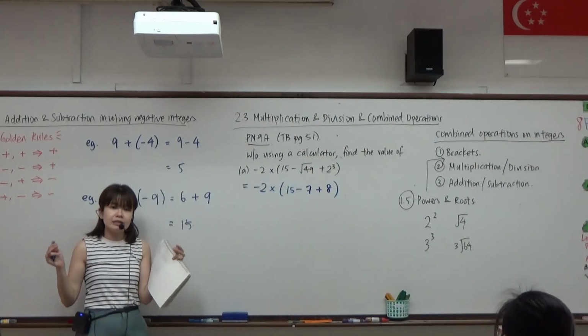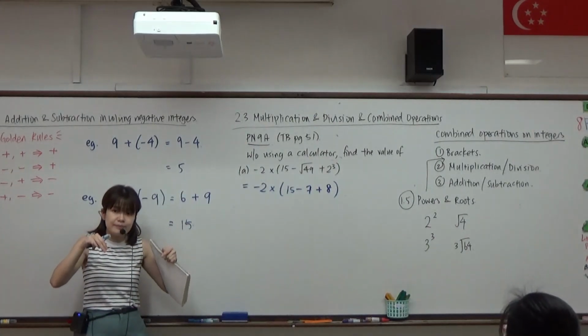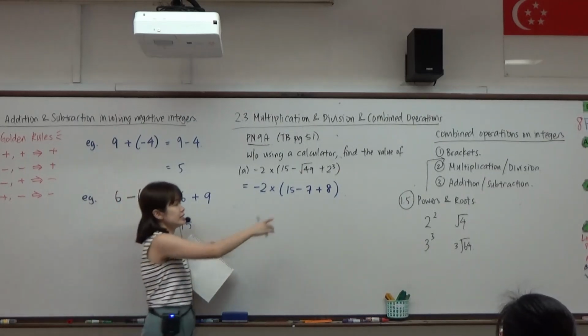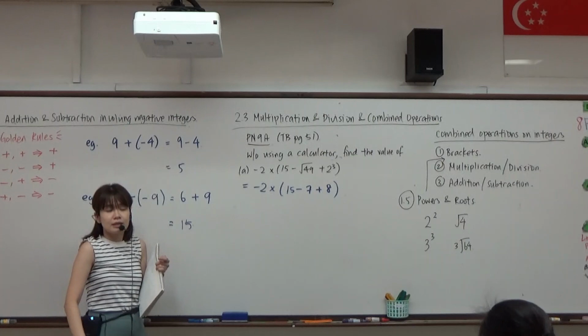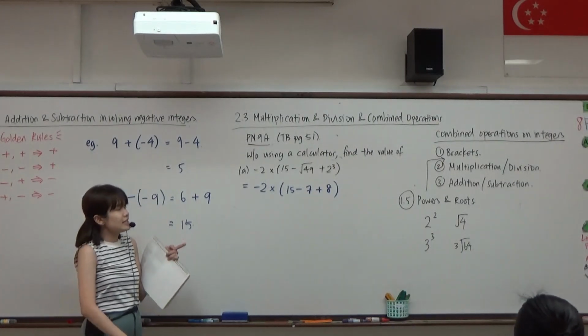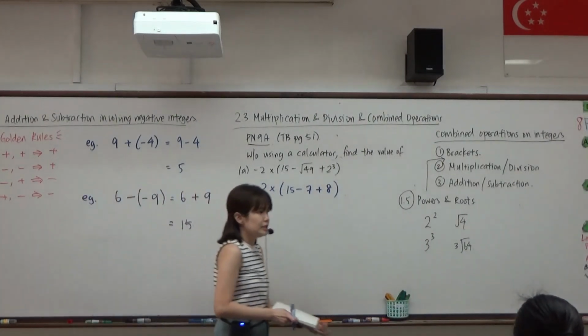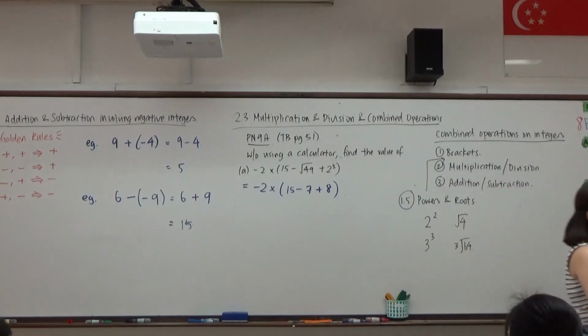Right? So we target the things inside the brackets first, simplify if there's anything that needs to be simplified, so that I can then calculate. Okay? Now the question says without using a calculator. In your exam, maybe they will also ask like that.